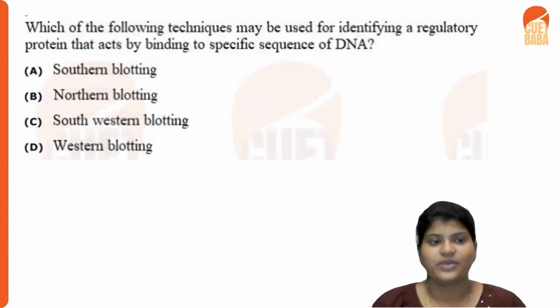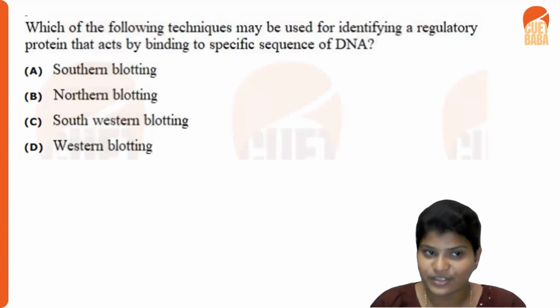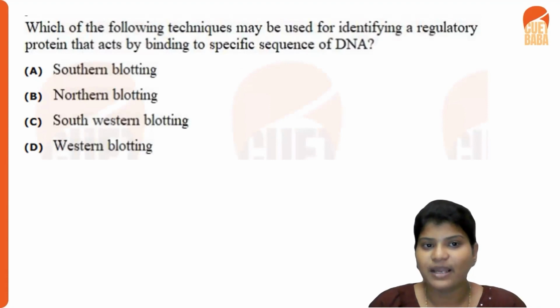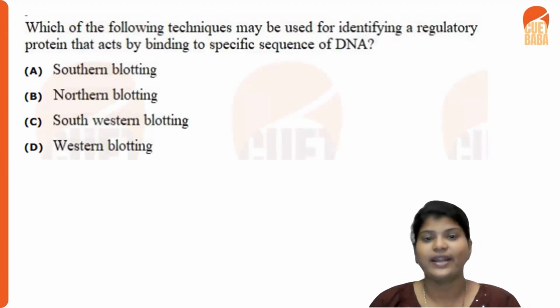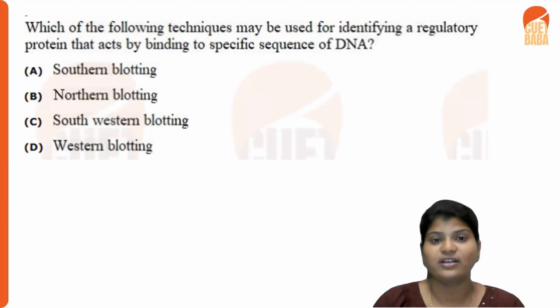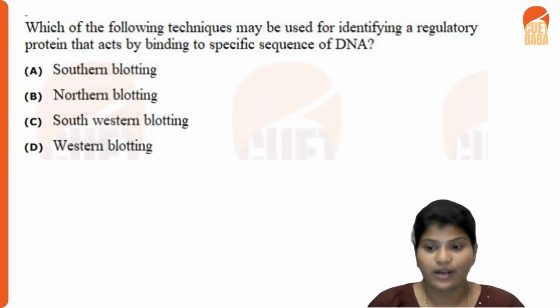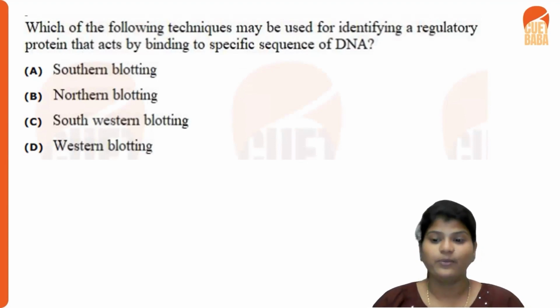Okay. And the next question, which of the following techniques may be used for identifying a regulatory protein that acts by binding to a specific sequence of DNA? Okay, so in the question itself, they have given protein and DNA, and identifying the technique. We need to identify the technique with the protein as well as the DNA. So there are four different options: southern blotting, northern blotting, southwestern blotting, and western blotting.